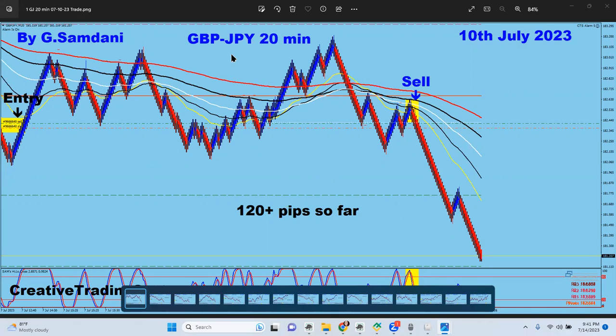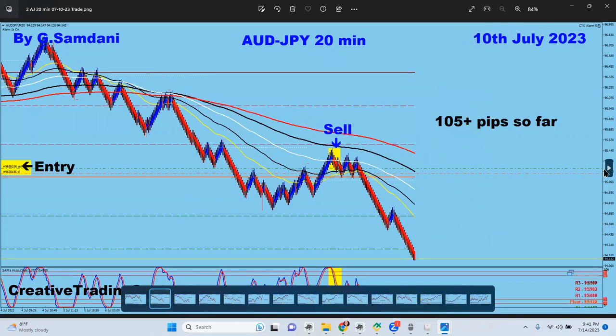This is the first trade, pound yen on the 10th. The 10th was Monday, right? Sell order here, SL moved to break even plus, and this is my setup. I have to have four conditions before I pull the trigger. All right, so this is the first one.